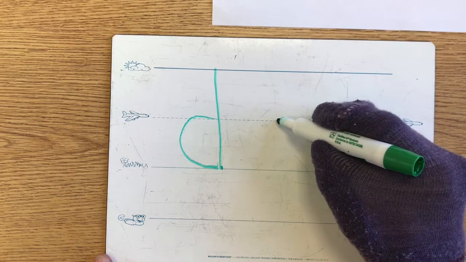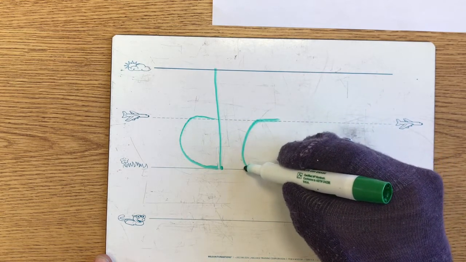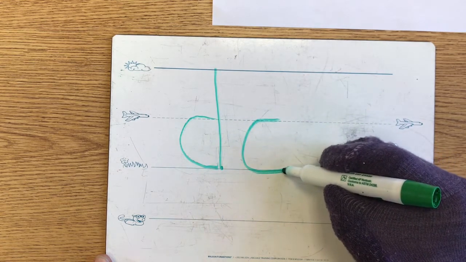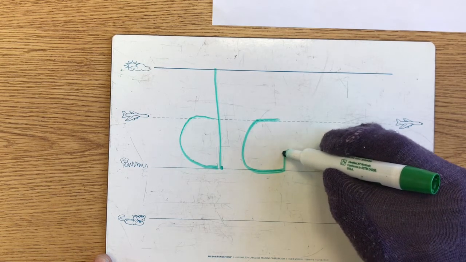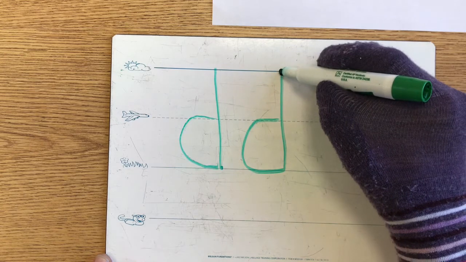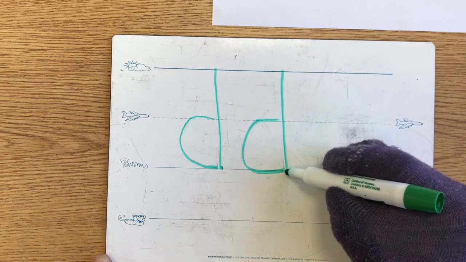Start on the plane line. Fly on the plane line. Magic C down to the grass line. Make sure your magic C is big and fat. And then we're going to go straight up to the skyline and straight back down.